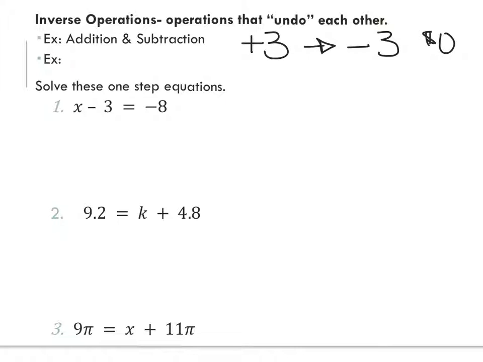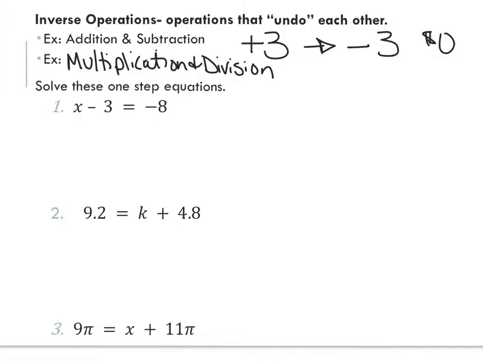Can you think of a second pairing of inverse operations? Hopefully you're able to think of multiplication and division. Multiplication and division undo each other. So let's work through some one-step equations, and we're going to keep in mind using these inverse operations.